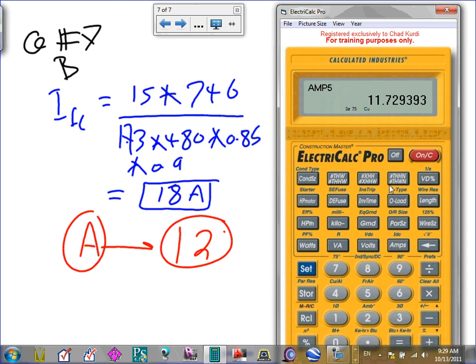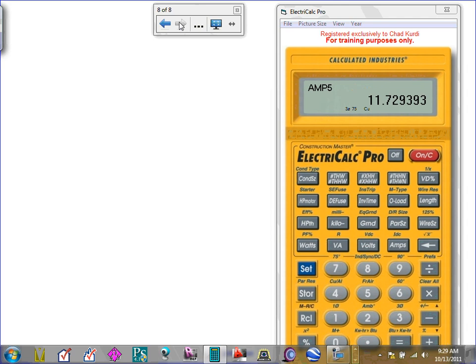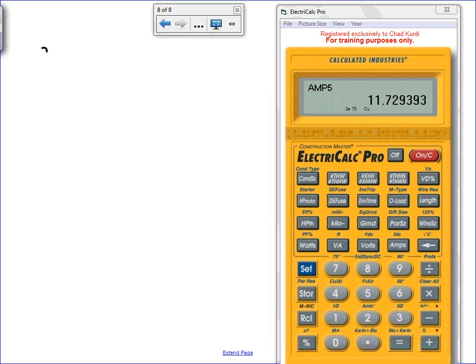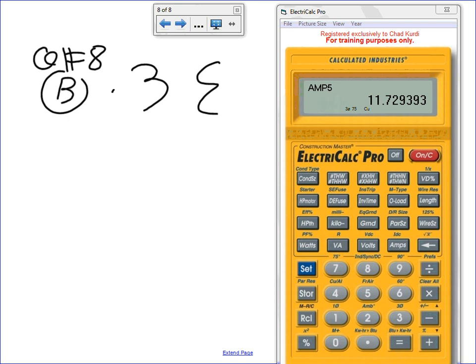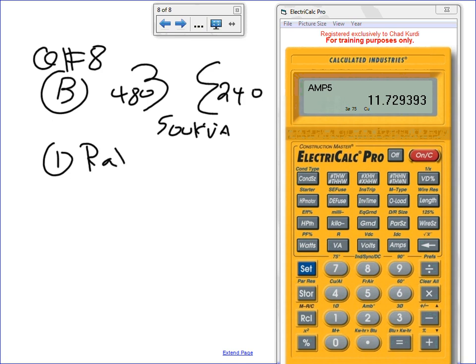Let's go to 8. Question number 8. I'm going to do a B, because I'm at the B section. I have a transformer, guys. I like to do the transformer. It has a 480 on the primary and 240 on the secondary, and that baby is cooking 500 kVA, and I need to find a few things. Number one, the ratio. The ratio, as you guys know, you take the 480 divided by 120, that will get you a 2 to 1, not 1 to 2, 2 to 1 ratio.